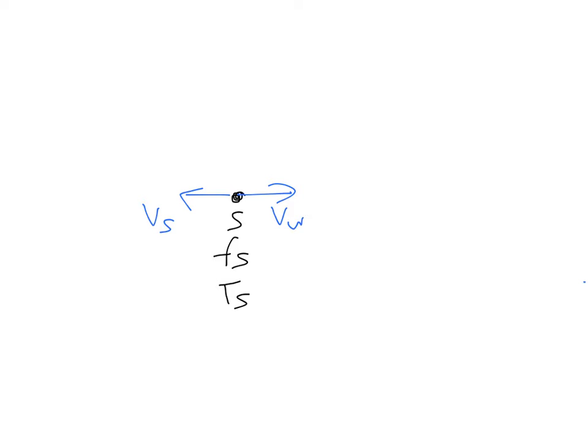So let's say after time Ts, what would be the distance traveled by the wave? All right, so let's say the wave is traveling. So after a time of Ts, what would this distance be? So the distance traveled by the wave would be the speed, which is Vw, times the time, which is Ts.